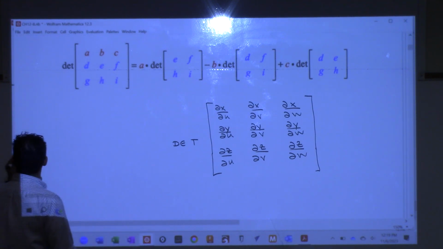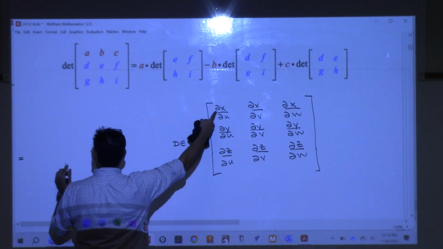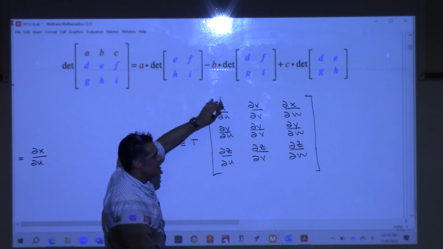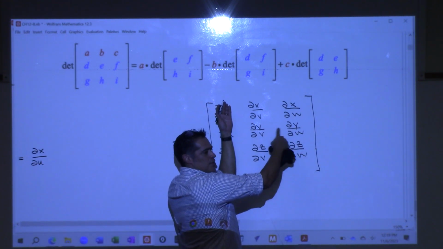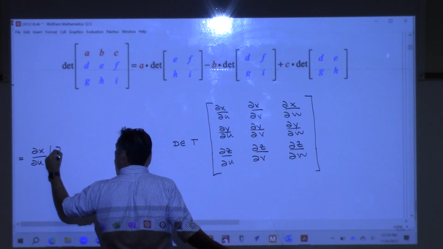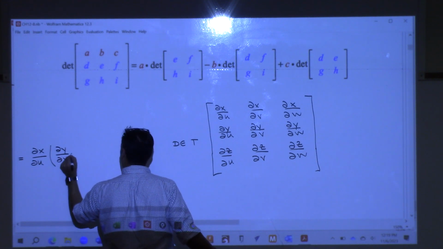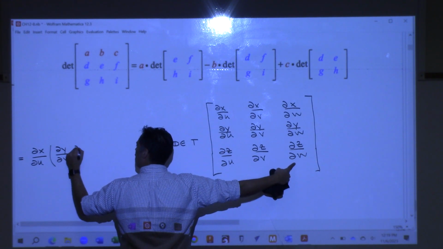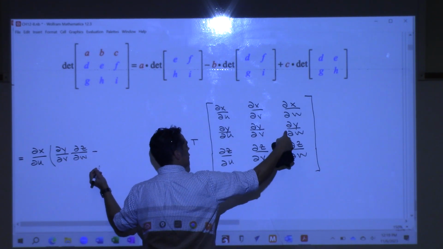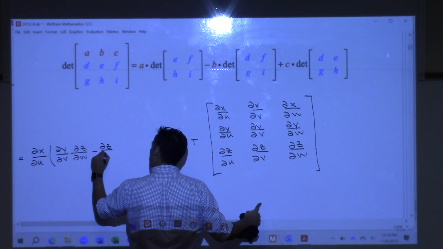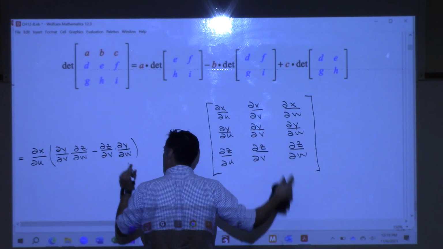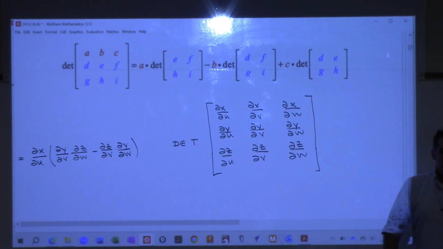We need a determinant of this. What should it be equal to? All right. Partial x with respect to u, right, is that top piece. Now I cover this up and I do the determinant of this little 2x2 here. It's partial y with respect to v times partial z with respect to w minus these two, right? Partial z with respect to v times partial y with respect to w. Okay. We are one third of the way there.